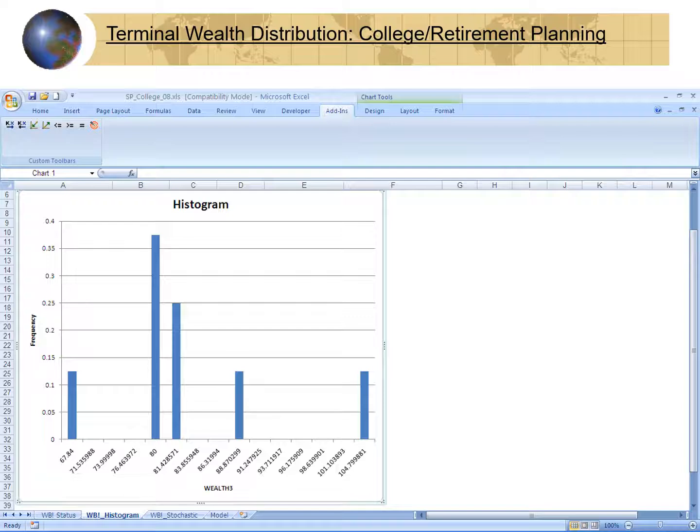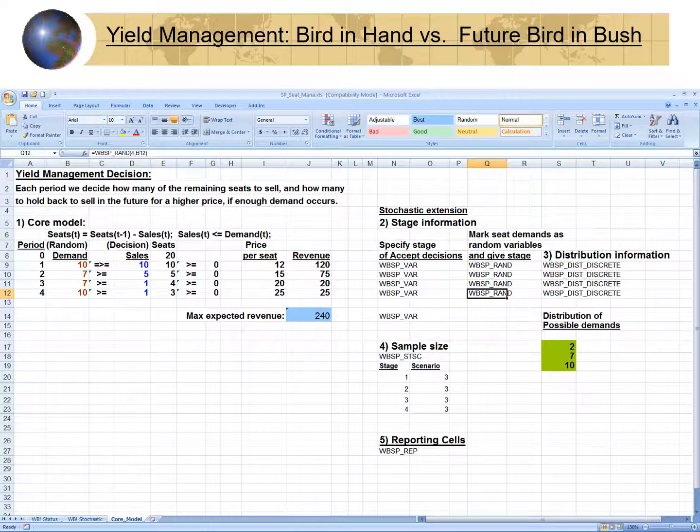For reference, here's the histogram for the college planning problem. There are 5 possible outcomes, and you can see that there's about a 0.13 probability that we don't make the 80,000 target. We'll quickly go through a couple of other examples of multi-stage planning with What'sBest.